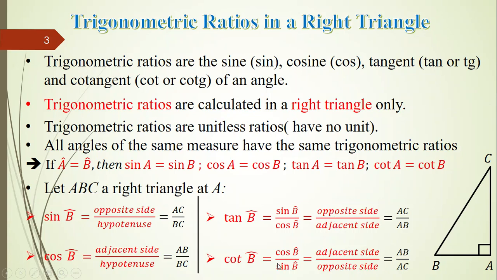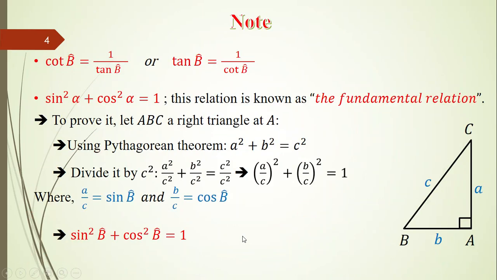Here, the cotangent is equal to 1 over tangent. So we can write that cotangent B is equal to 1 over tangent B, or tangent B is equal to 1 over cotangent B. We have to know that sine square alpha plus cosine square alpha is equal to 1. This relation is known as the fundamental relation, and here is the proof of this relation.